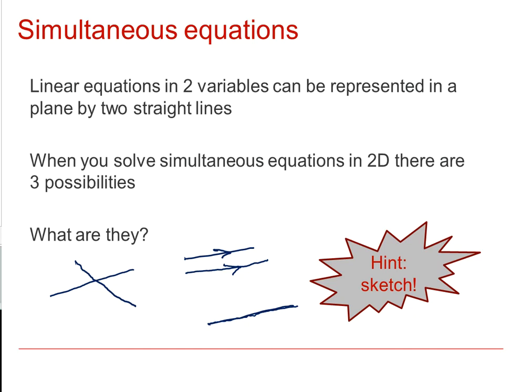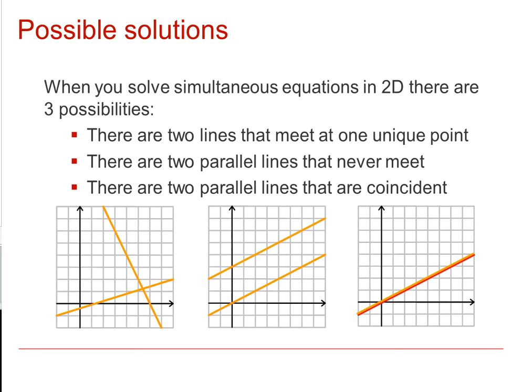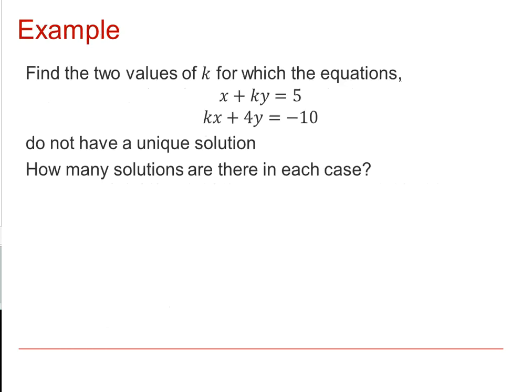So we either have a solution, no solution, or an infinite number of solutions. In this case, if there is the solution where there are two lines that meet at one unique point, then the determinant of the associated matrix is non-zero. In the other two cases, the determinant is 0.